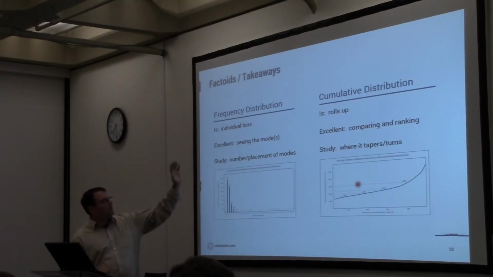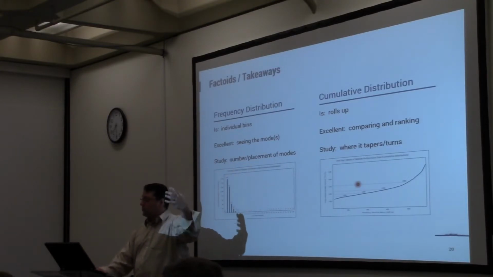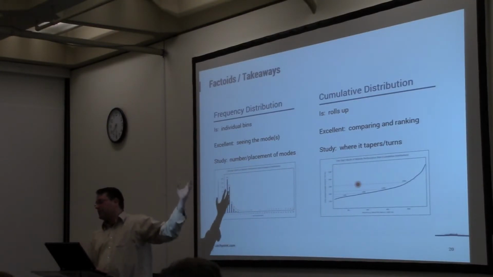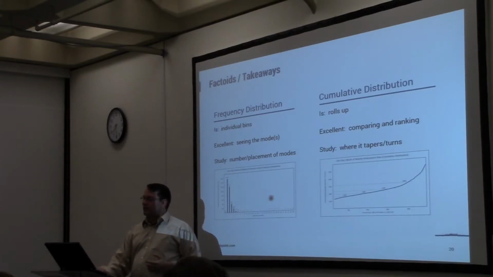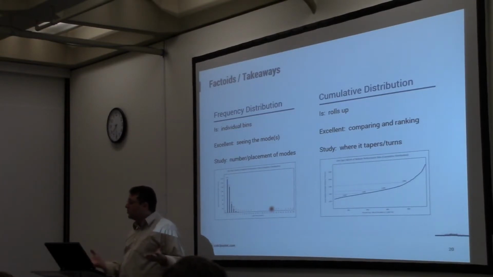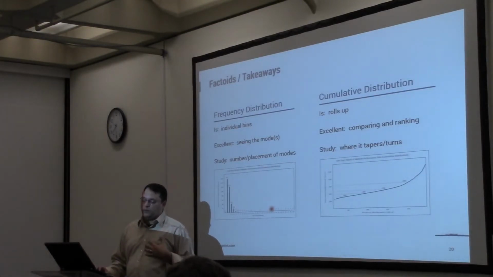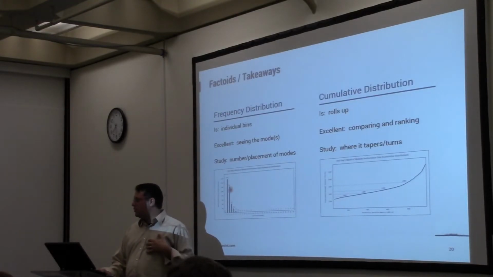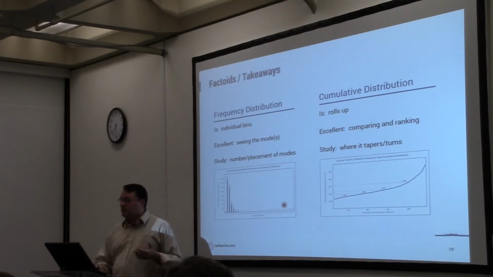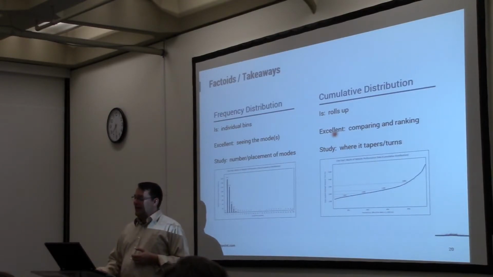Frequency distribution again. Individual bins where the cumulative rolls up. Excellent for seeing the modes. So if we had another cluster of bars over here, we'd say that's multimodal. So cash versus no cash, or you're doing a transaction, and one we went through is hotel searches. This was cities where rooms were available, and then we had another cluster where rooms were not available. It took much longer to perform those searches, right? So the multimodal. This guy here, excellent for comparing and ranking.